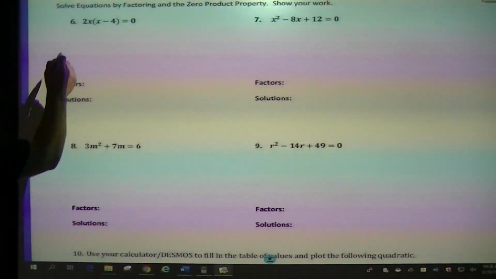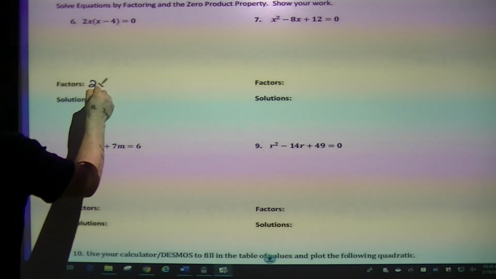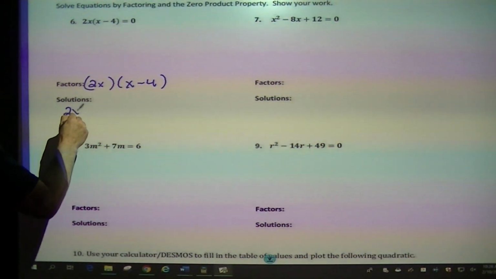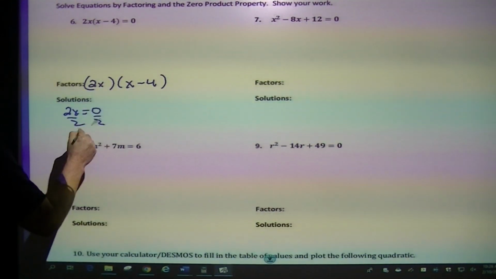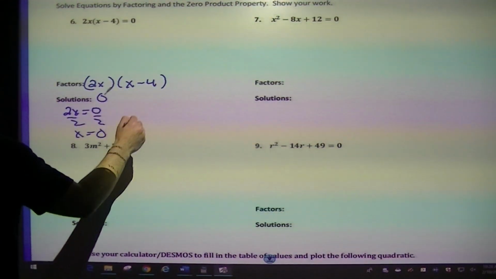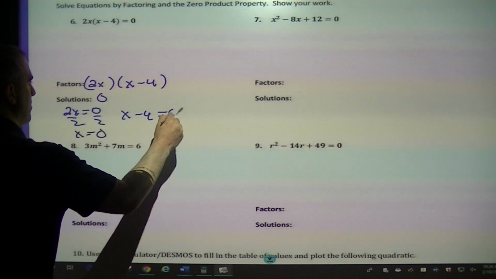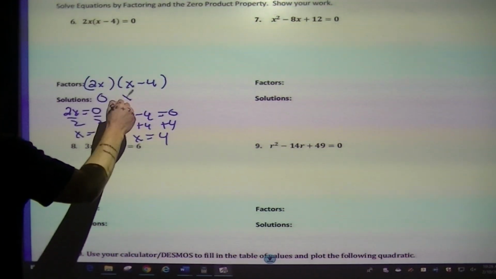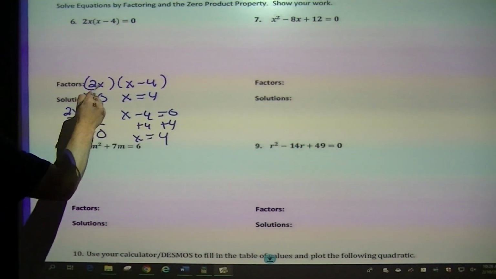Okay? Factors, this is already factored for you. That would be 2x, x minus 4. All right, if I set both of these equal to 0, I divide by 2 here, that would be x equals 0. X minus 4 equals 0. You can add 4, that would be x equals 4. So x equals 0, x equals 4.